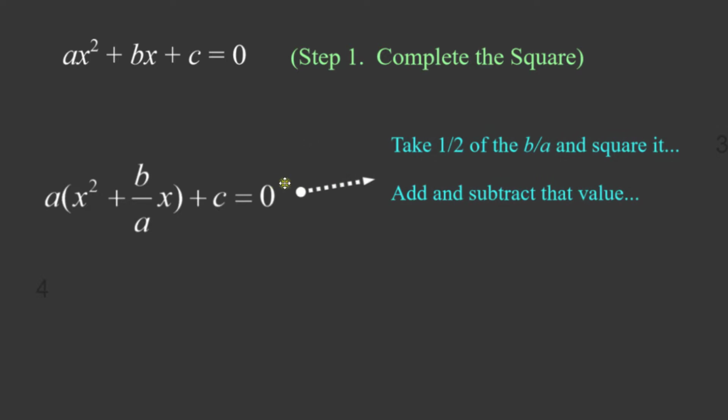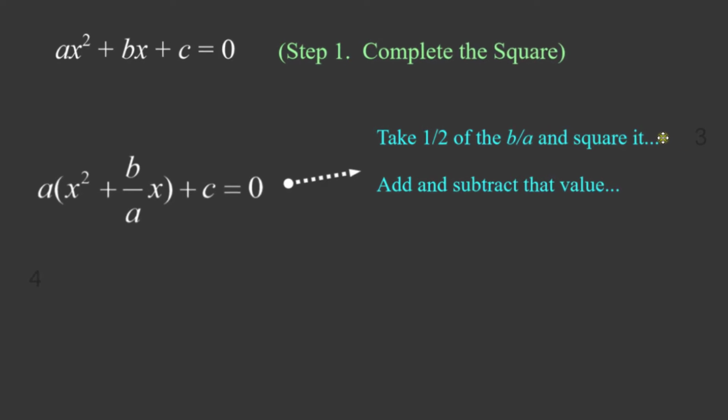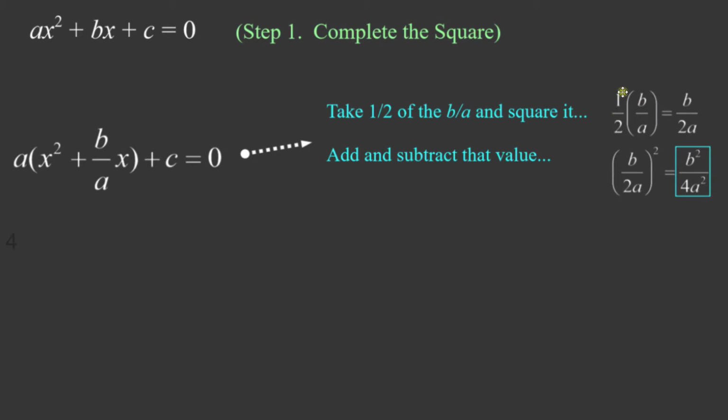Okay, great. Now I have to do the actual fun sort of magic number of completing the square. So I'm going to take half of my b over a and square it. Now let's just think about that for a second. Half of b over a would be b over 2a. Pretty simple, right?